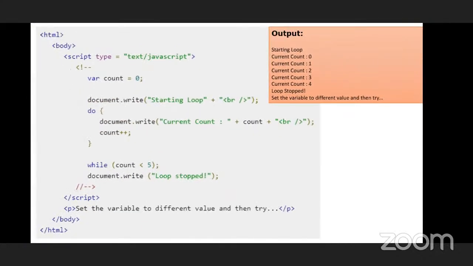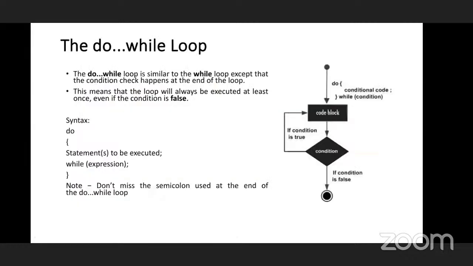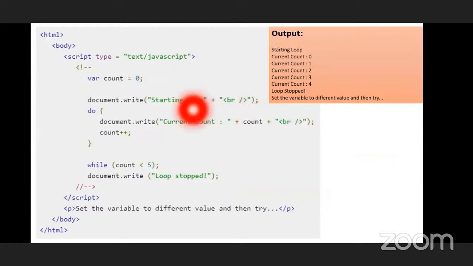Now see here, while count less than 10. Here we are using one expression, one condition. If this condition is true, then only we can enter into the while loop. But coming to the do while loop, here we don't have any condition besides the do. That's why, without checking the condition, we can enter into the loop in the first iteration.